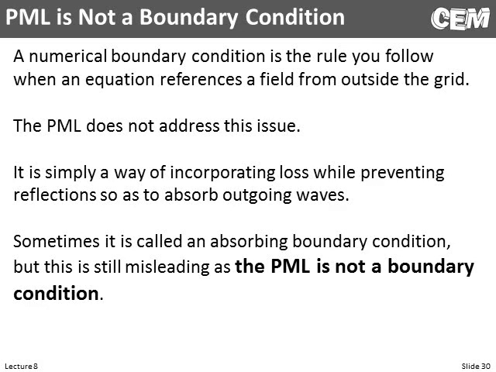What do you do about that term you need from outside the grid? It doesn't answer that at all. This is just a way of incorporating loss into the outer few cells to absorb the outgoing waves. So in fact, even when you do this, we still have to have some kind of boundary condition, some way to handle when we need values from outside. The most common thing is to use what's called a Dirichlet boundary condition, where we just assume whatever's outside the grid is 0. And if our PML is working very well, it should be darn close to 0, and that's a pretty good approximation to make.